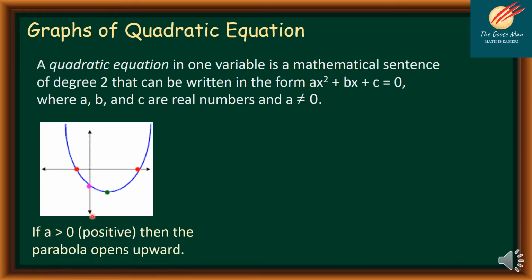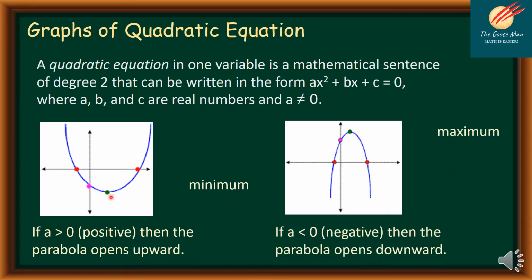So we have this first type of the graph of a quadratic equation. If a is positive, meaning a is greater than 0, then the parabola opens upward. And this is the illustration. Take note that this point is what you call the minimum point. It means the lowest value.